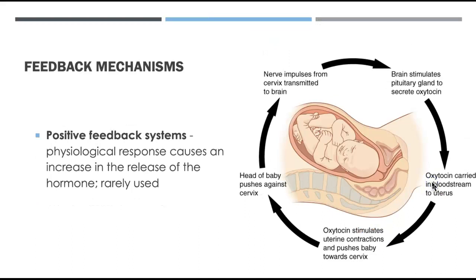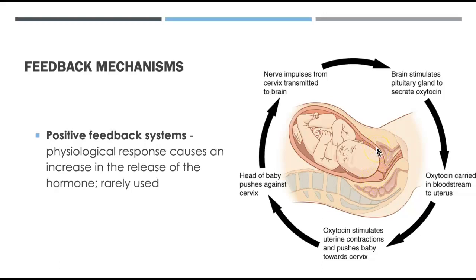Now for our positive feedback systems. Again, this is a physiological response that causes an increase in the release of a hormone. Naturally it is rarely used, but we do see it in certain mechanisms. One of them is childbirth. Another one is for our blood to clot. So our baby in the womb is going to have its head push against the cervix. Here we have sensory nerves that are going to send impulses from the uterus to the brain.